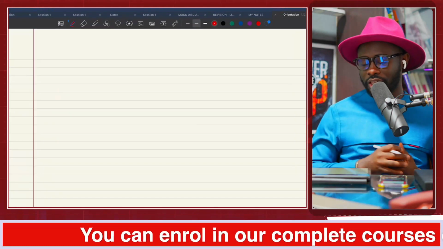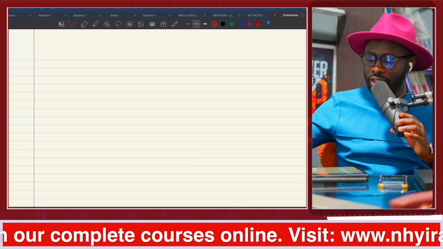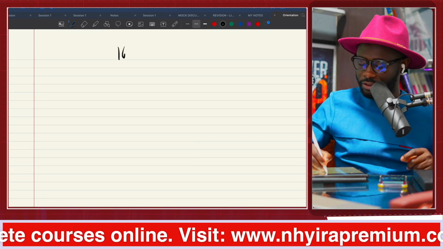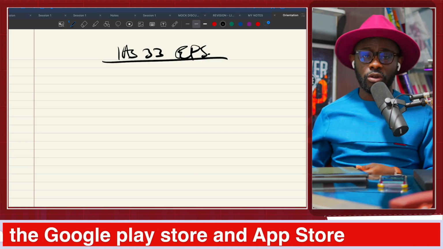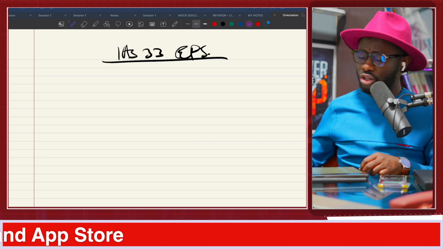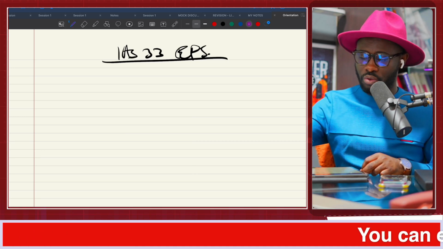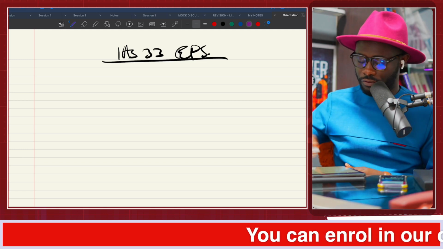Now, let's come into our discussion and begin the discussion for the day. We are still on IAS 33 earnings per share. Now we want to go into bonus issue. So when there is a bonus issue, how do we calculate the basic earnings per share? That is where we want to start the journey from today.